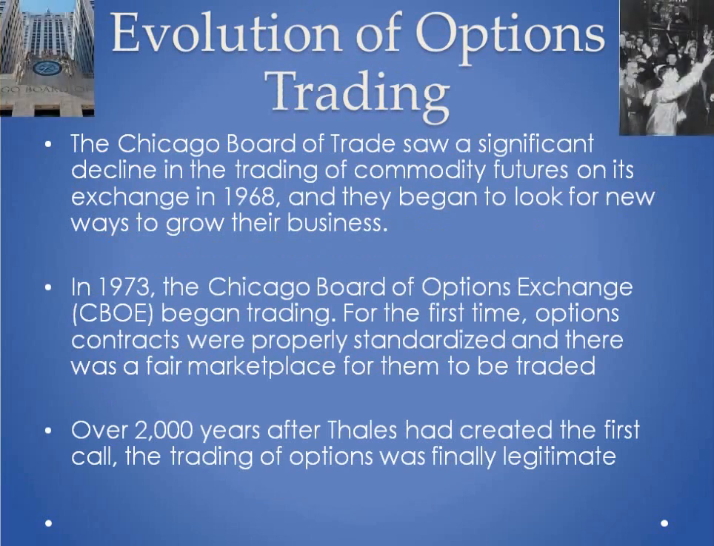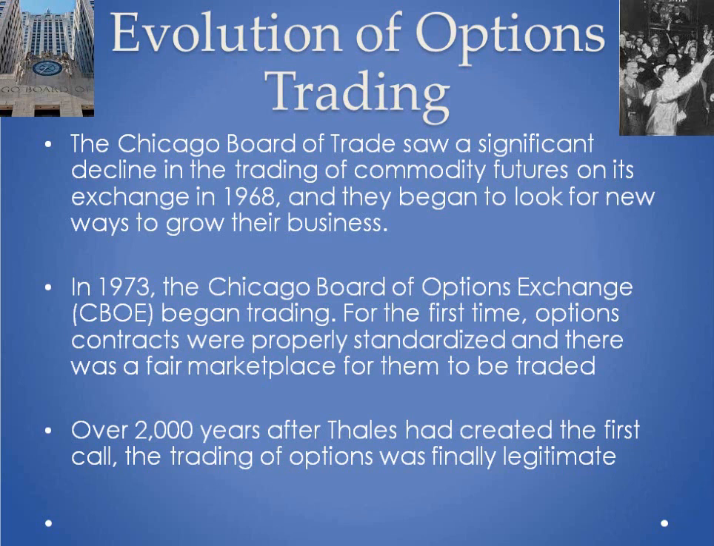So the evolution of options. We're moving on to the Chicago Board of Trade. And in 1968, the Board of Directors of the Chicago Board of Trade started to look at ways to grow their own business. The futures and commodities were starting to slow down a bit. So they wanted to figure out a way to increase their overall margins.